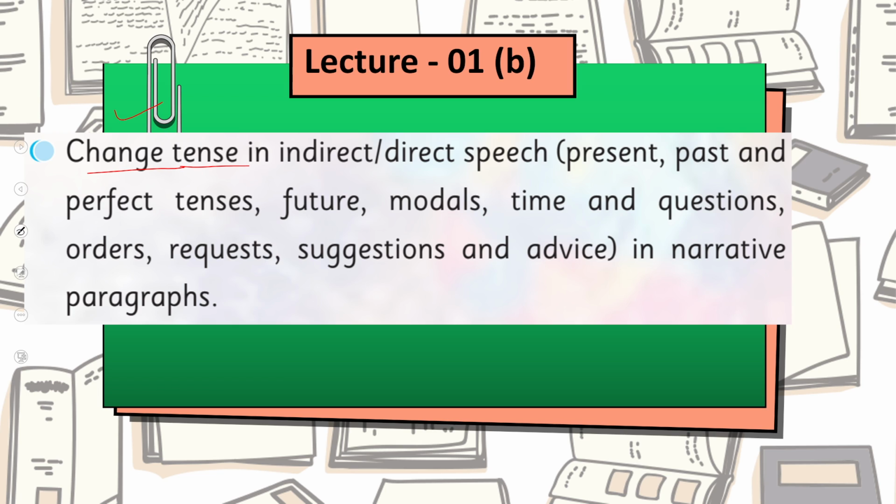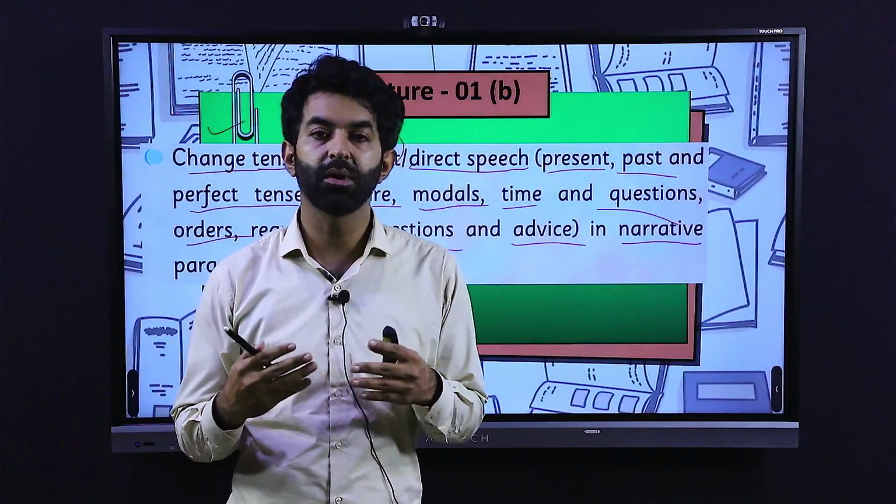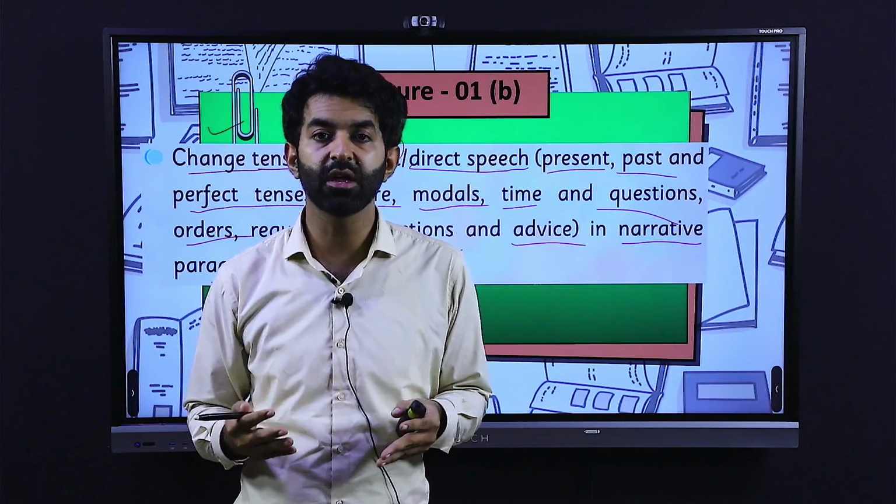Change tense in indirect or direct speech, and these tenses are, as we already know, present, past, and perfect tenses, future, and then we have modals, time and questions, orders, requests, suggestions, and advice. So in all these different scenarios and tenses, we can actually change the tense from direct to indirect and vice versa. And we do it in narrative paragraphs where we are narrating something, maybe narrating a story, maybe narrating an incident, an event, an experience, and so on.